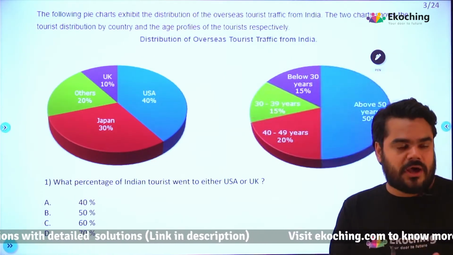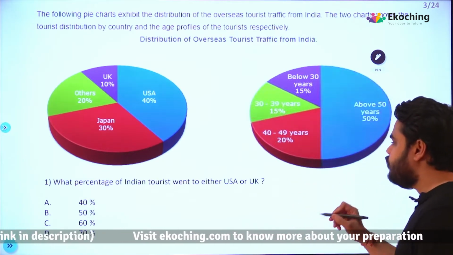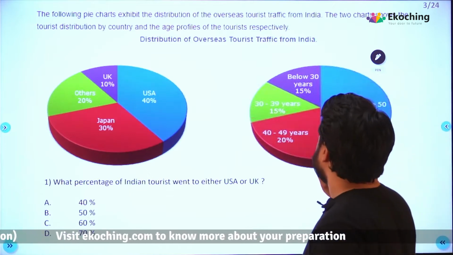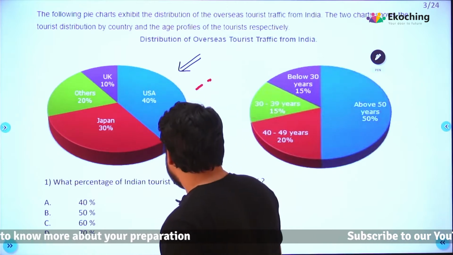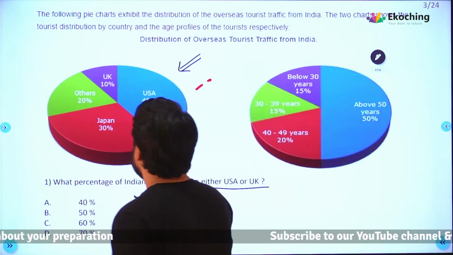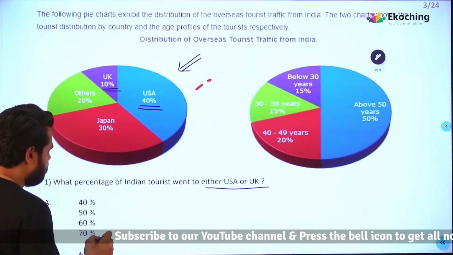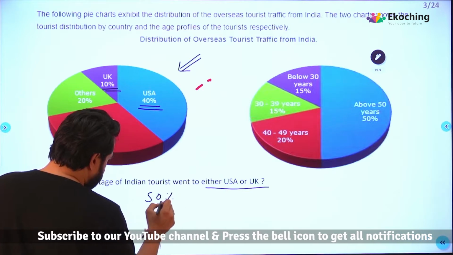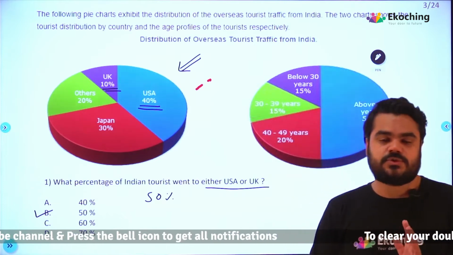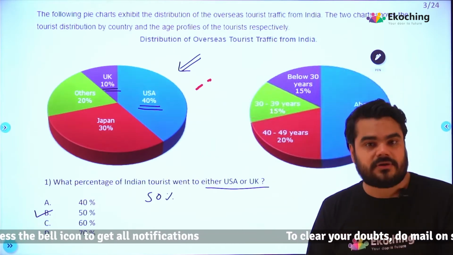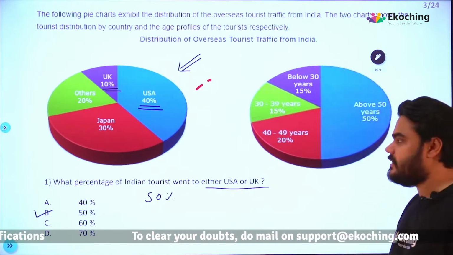Alright, so I hope by now you have marked the correct answer. The first question is, what percentage of Indian tourists went to either USA or UK? Now the country-wise distribution is this, right? And they've asked either USA or UK. So USA is 40%, UK is 10%, so the sum is 50%. Very simple. Answer is option B, right? The question was very easy. This was just to test your understanding of the data. So I'm sure 100% of you would have marked the correct answer.